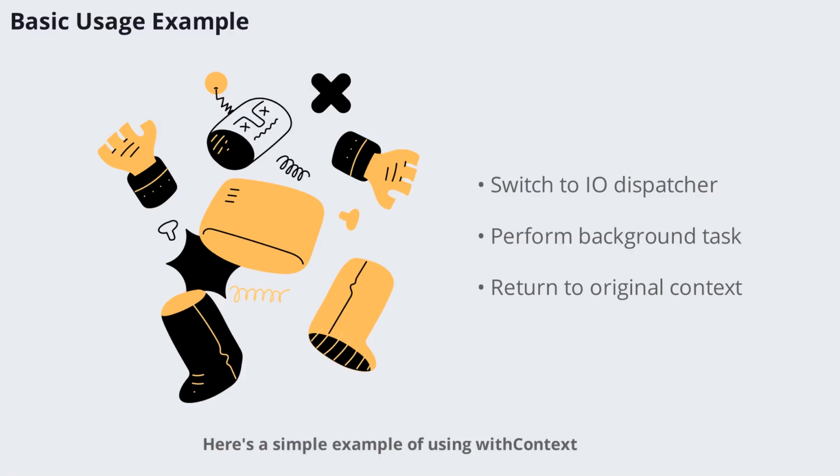Here's a simple example of using withContext. Suppose you want to perform a long-running task on a background thread. You can write val result = withContext(Dispatchers.IO) { performTask() }. After the block finishes, execution returns to the original context. This pattern is common for tasks like reading from a database or making network calls, keeping your UI thread free from heavy work.